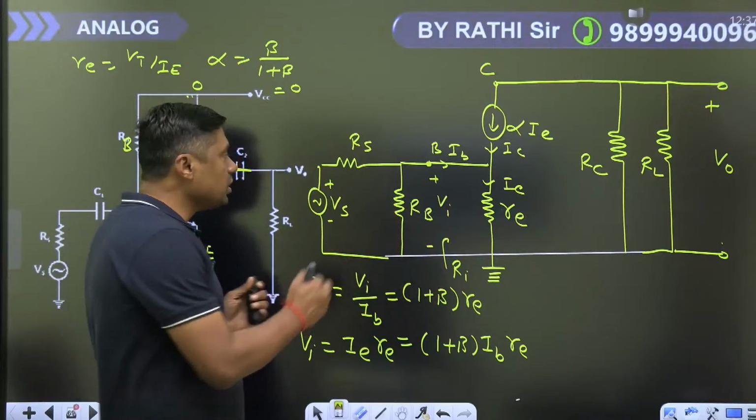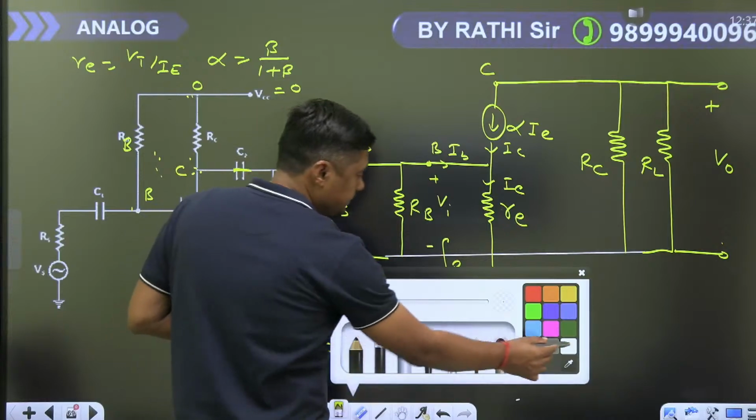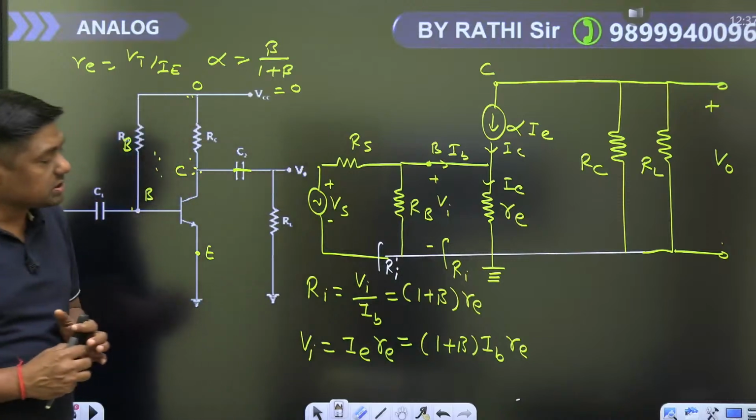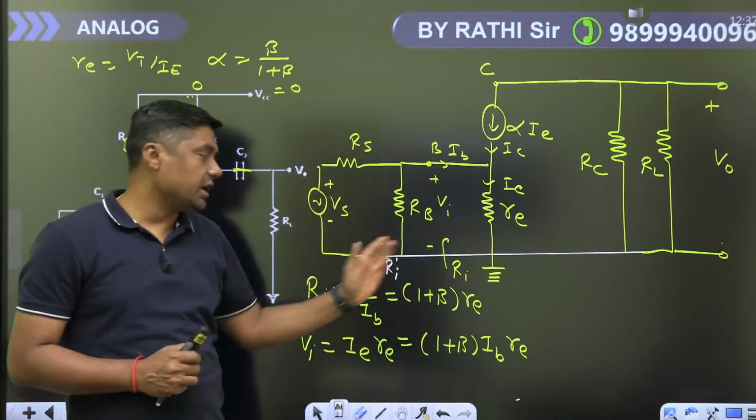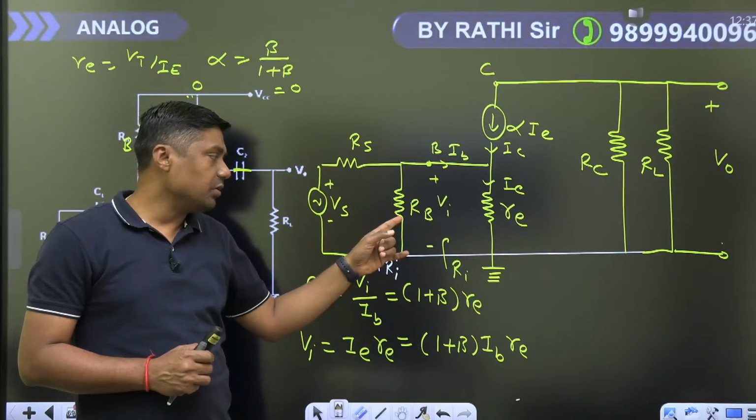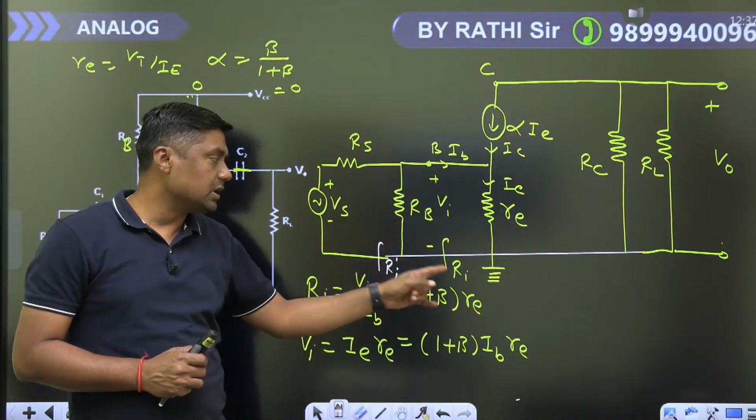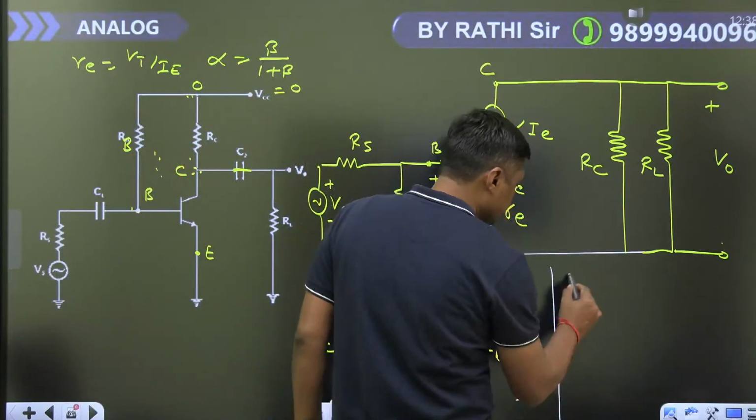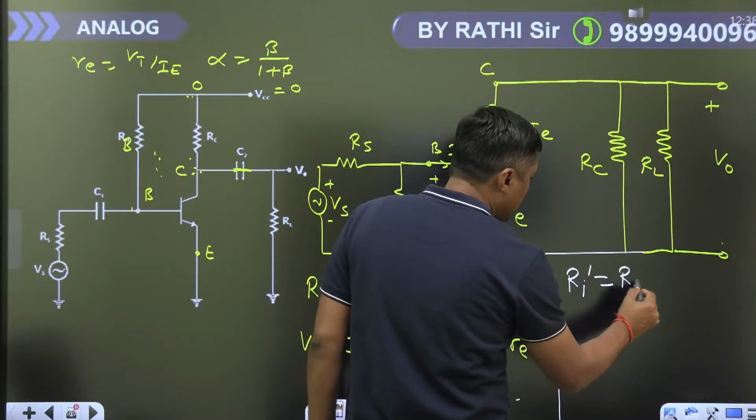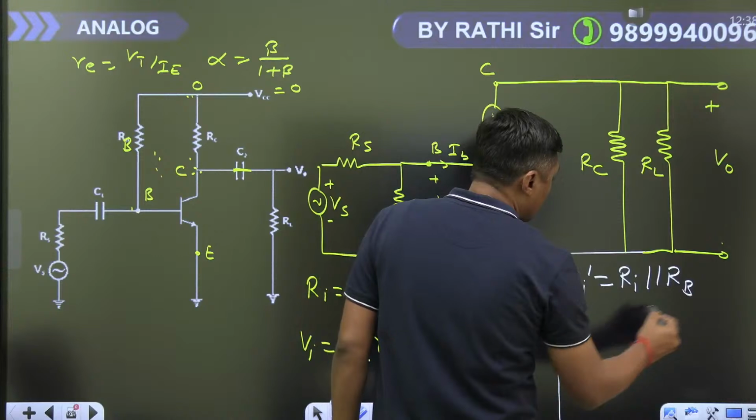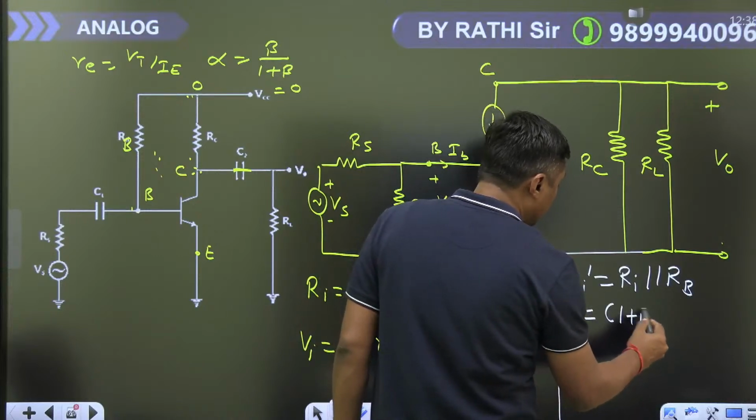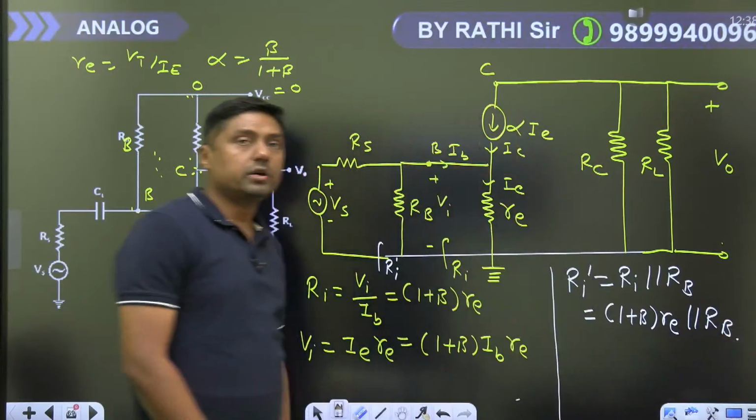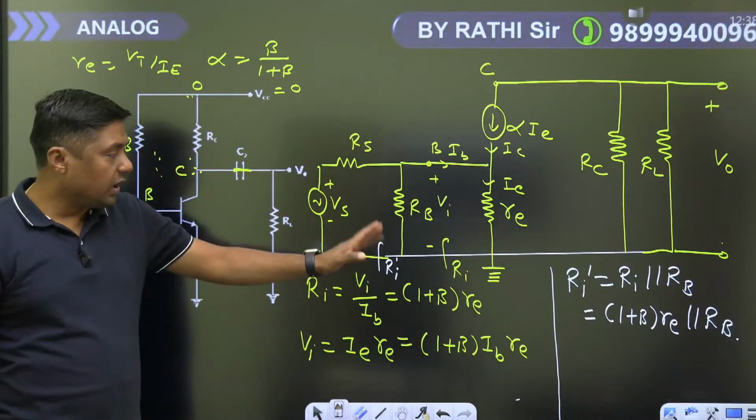Now, what is the input resistance up to this point? Ri dash. If the RB is not given, Ri and Ri dash are same. But if the RB is given, Ri dash is nothing but RB parallel with Ri. And Ri, you know what is the value? 1 plus beta times of small re, parallel with RB. Okay. Now you have the resistor at this point.